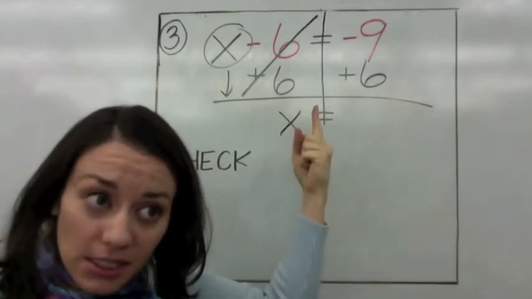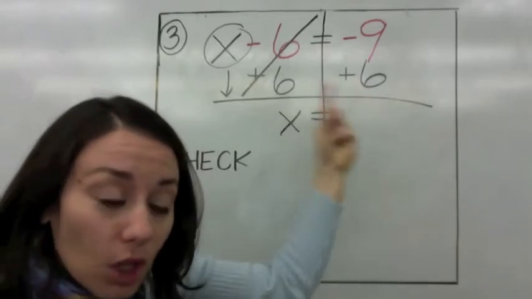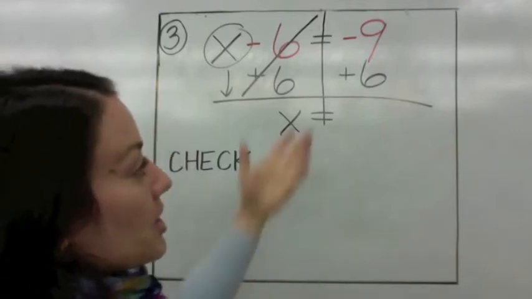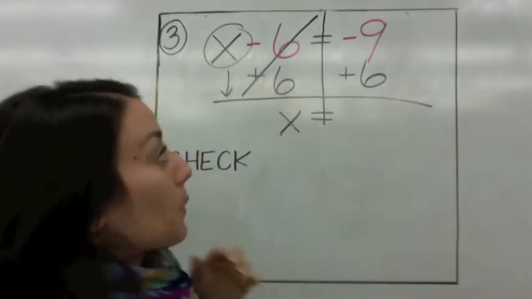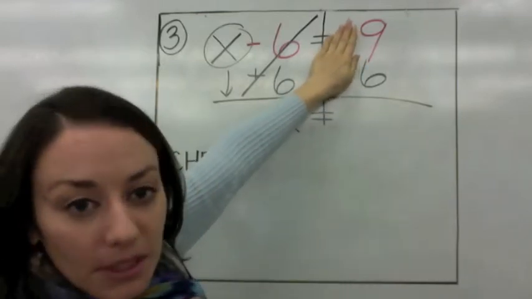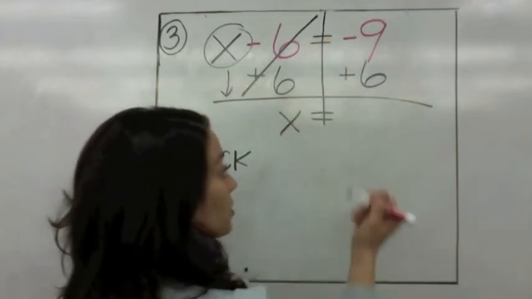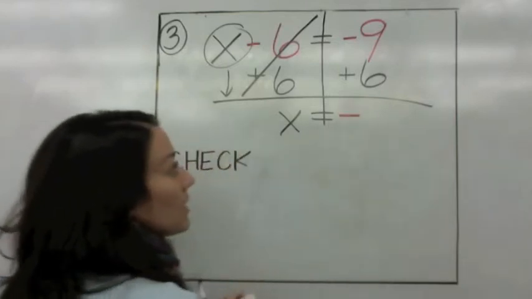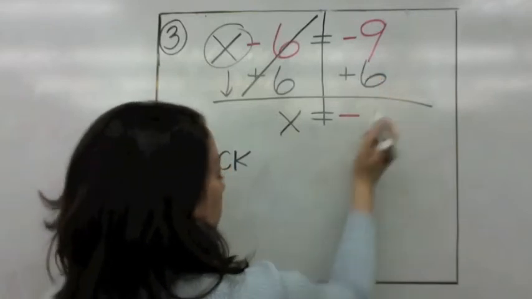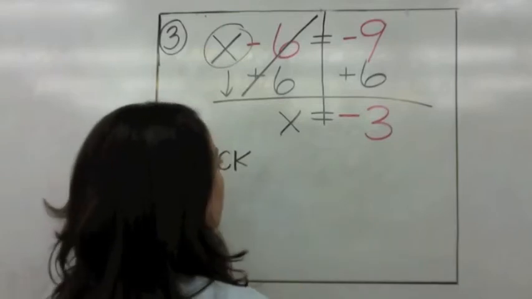Are they different signs? Yes. Have you noticed that all these examples are going to be different signs? And you will always have to subtract. You're going to have to do what? Subtract. So this is 9 take away 6, but the bigger number, let's ask ourselves, what's the bigger number, 9 or 6? It's 9, right? And the sign next to 9 is negative. So the answer when you subtract would be negative. What is 9 take away 6? Say 9, 8, 7, 6, 5, 4, 3. So the answer is negative 3.